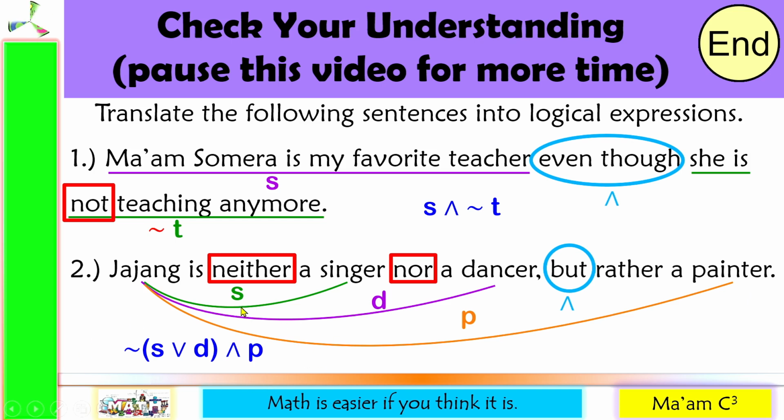Now, there is another way of doing this. Since neither nor means Jajang is not a singer and Jajang is not a dancer, I could say not S and not D. So again, because neither means opposite, so this is not a singer, not a dancer. But this time we're going to use and because both of these are not Jajang. And then we have but, and then we have Jajang is a painter, so we have P.